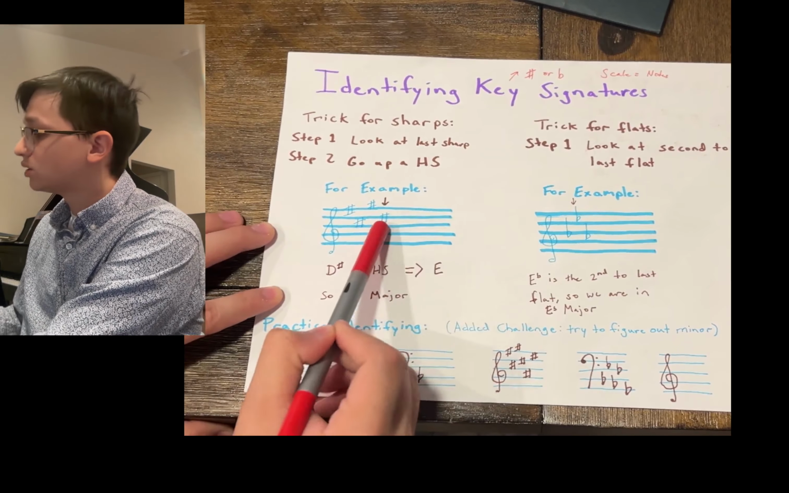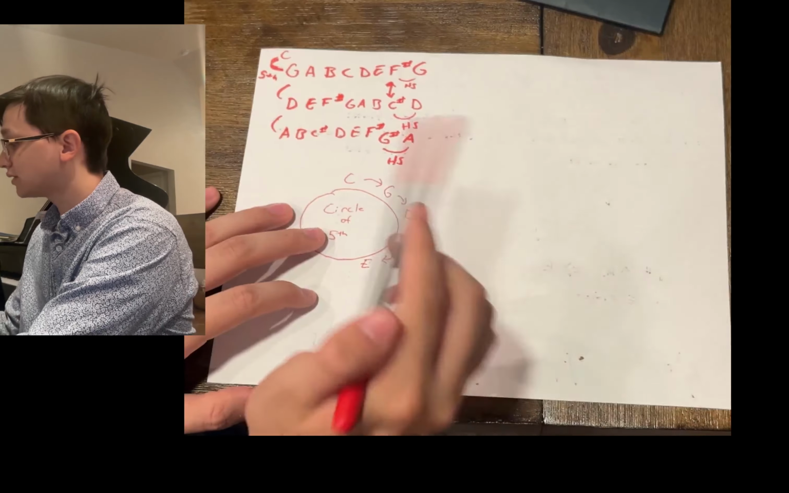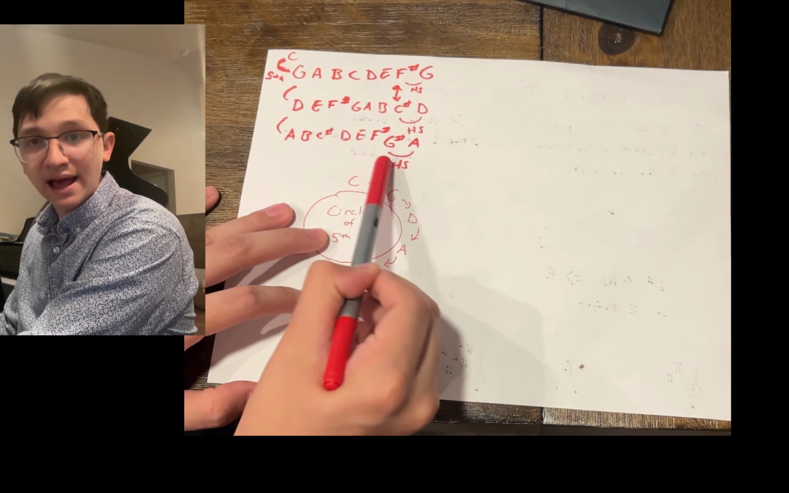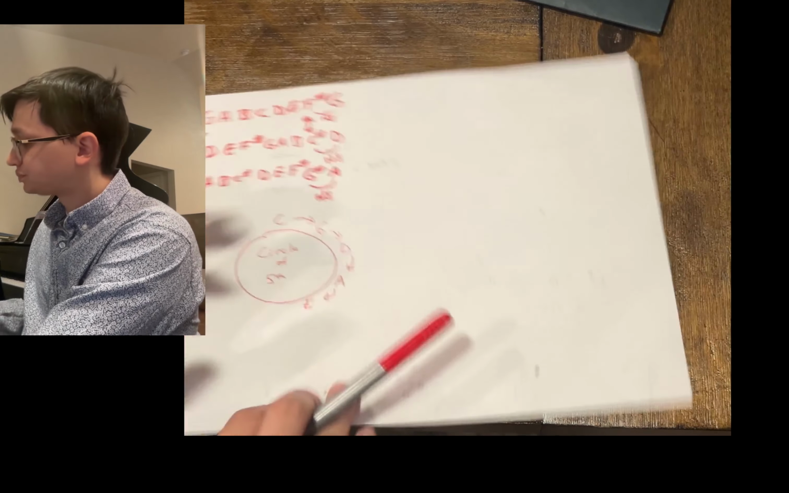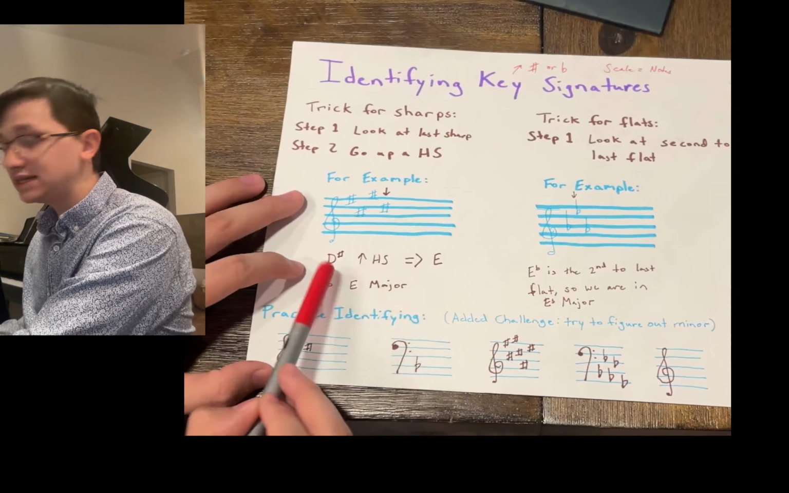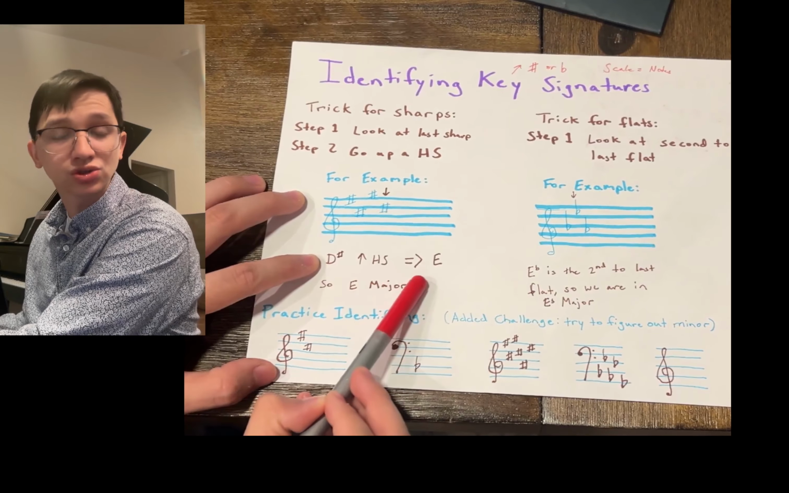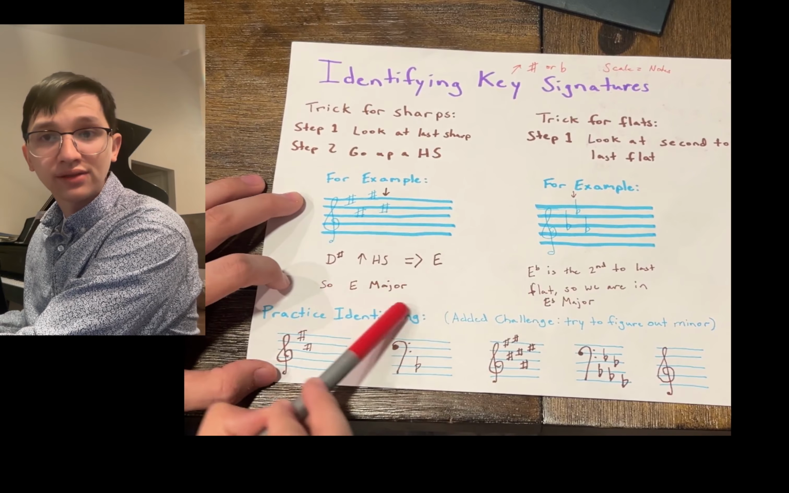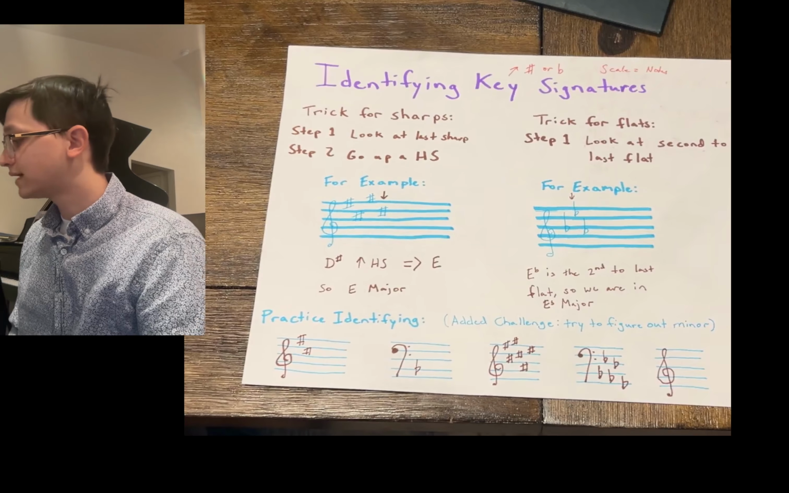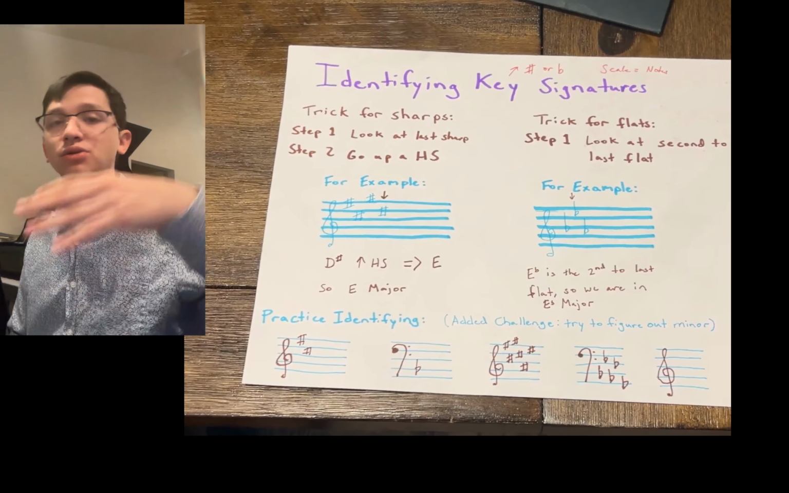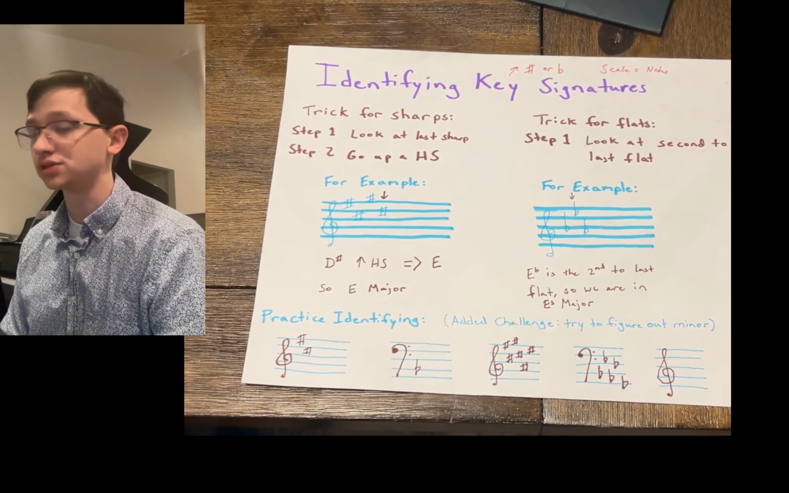Then from there, you just go up a half step. And the reason why, again, is that the new sharp is always a half step below the key that we're actually in. So in this case, because D sharp is our last sharp, we go up a half step, and as a result, we land on E. And so we are in the key of E major, which is really, really fun. Okay? So that's specifically the trick for sharps. If that ended up going right over your head, that's perfectly fine, because we'll practice that here on the bottom with some of these exercises.